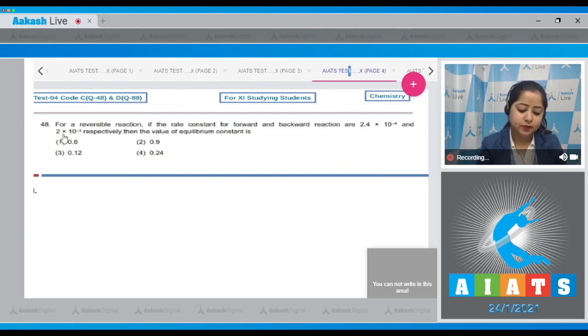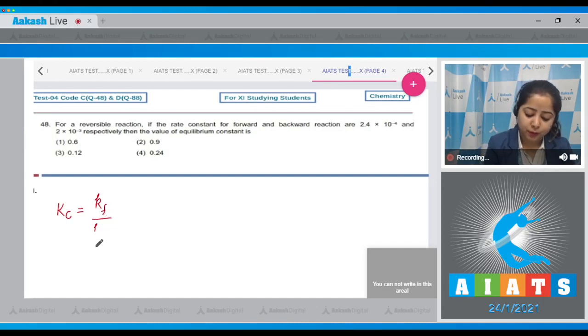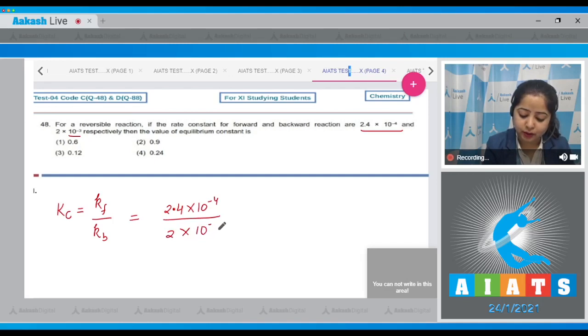Moving to the next question, students, which is question number 48. Let's read it. For a reversible reaction, if the rate constants for the forward and backward reactions are 2.4 into 10 to the power minus 4 and 2 into 10 to the power minus 3 respectively, then the value of the equilibrium constant is. We all know that the equilibrium constant is equal to the rate constant for the forward reaction upon the rate constant for the backward reaction. We are given the values of rate constants. So 2.4 into 10 raised to the power minus 4 upon 2 into 10 raised to the power minus 3.